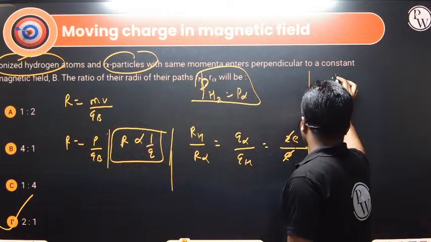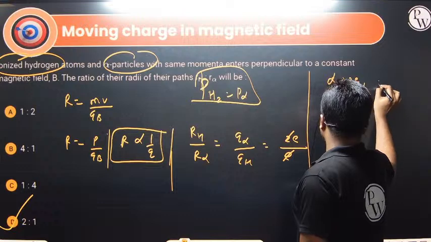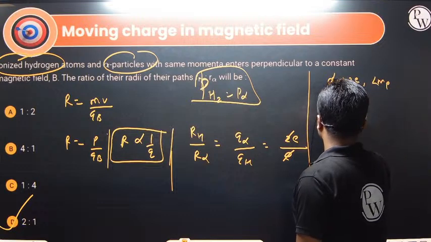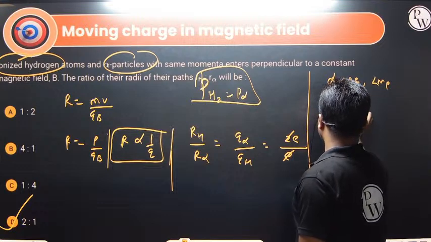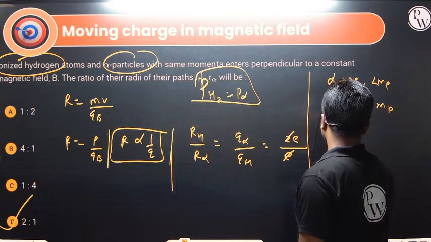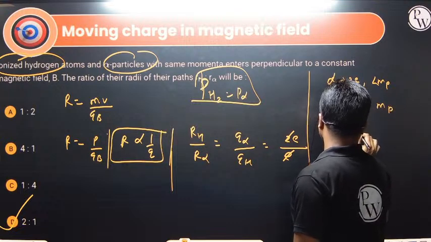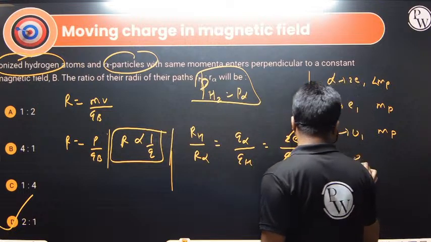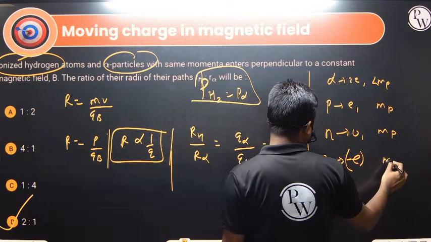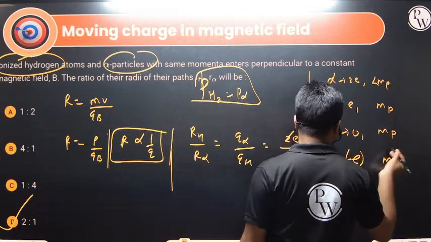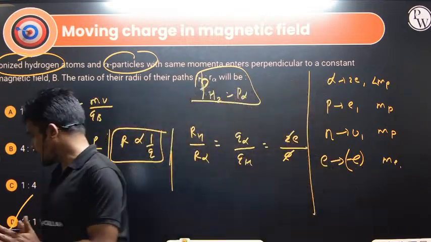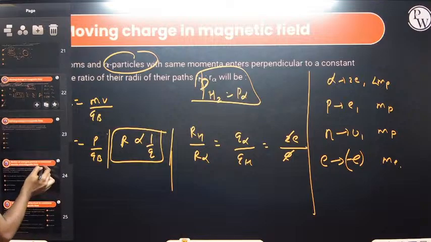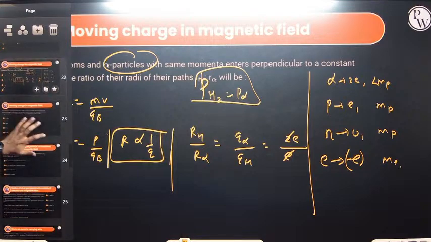All of you know this. The alpha particle charge is 2e, mass is 4 times the mass of a proton. The proton has charge e, mass is mp only. The neutron does not have charge, mass is mp. The electron has charge minus e, and this is the mass of the electron. And we know the values also. Mass of the electron is 9.10 to the power minus 31, proton is 1.69 to the power minus 24.